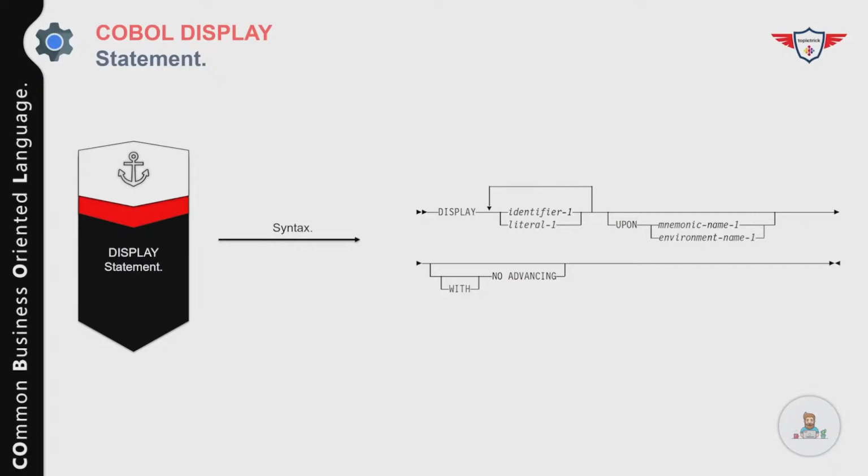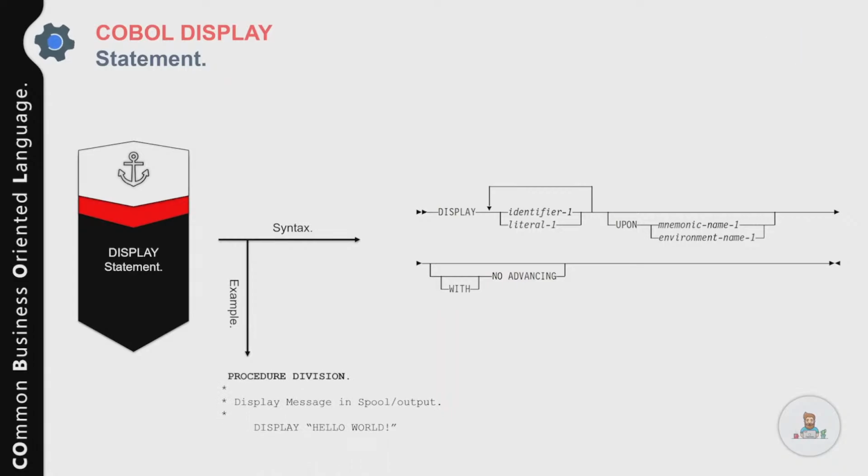You have the DISPLAY keyword, after that you have an identifier or literal. And thereafter you have some additional options. For example, you can use UPON with a mnemonic name or environment name, and you have the WITH NO ADVANCING or ADVANCING option, right? Now let me just showcase an example. So here's our example. We have a procedure division, and after that we have a message that we have displayed with the help of the DISPLAY statement. We have used DISPLAY followed by "hello world", in quotes, and when you run this particular program it will print hello world in the spool.